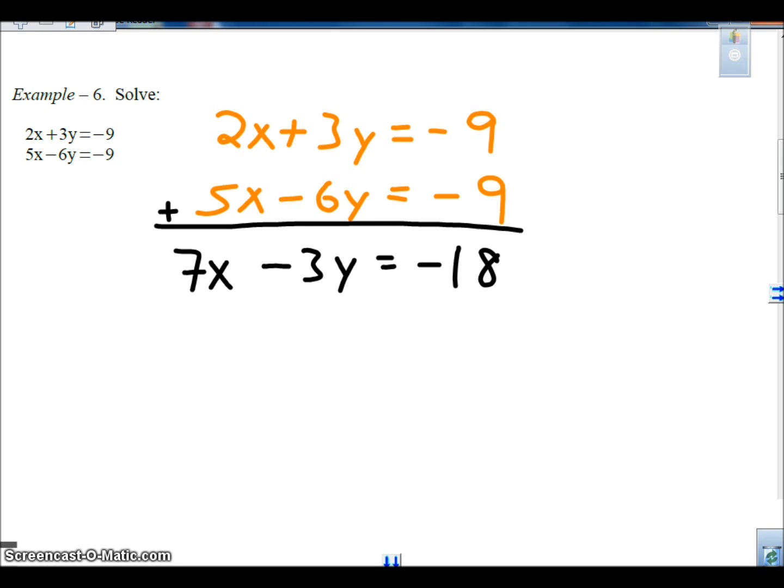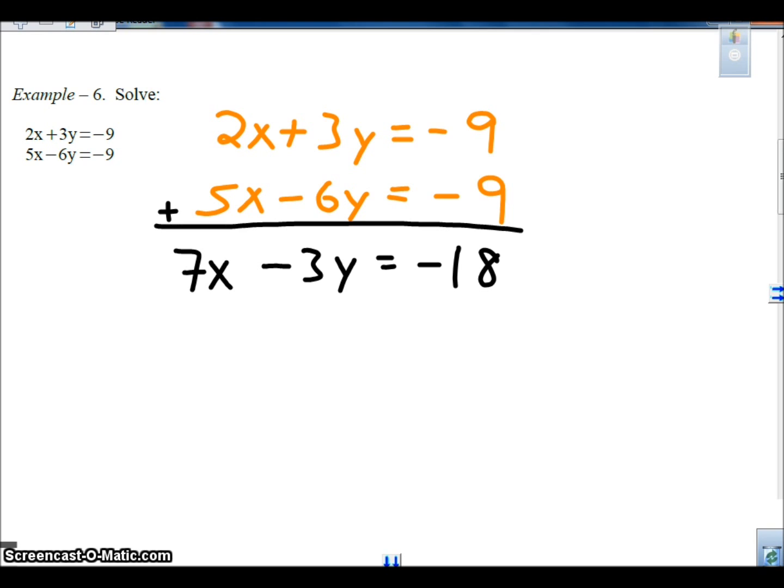And so this has to be true, but while it's true, it's not very helpful. So it is true that if 2x plus 3y is equal to negative 9 and 5x minus 6y is equal to negative 9, it's also true that 7x minus 3y is equal to negative 18. So it's a true equation, but it doesn't get us any closer to finding the solution to the system of equations.